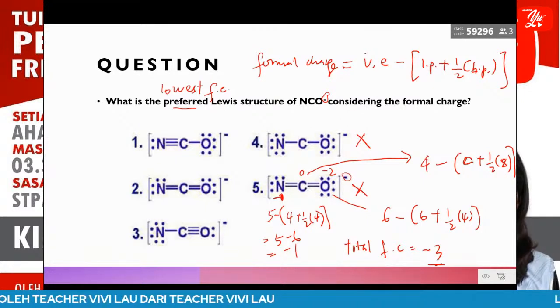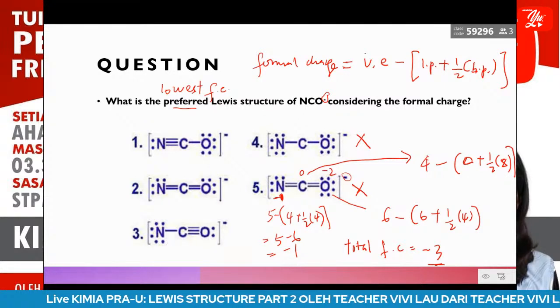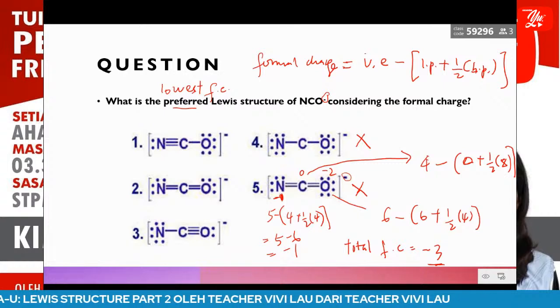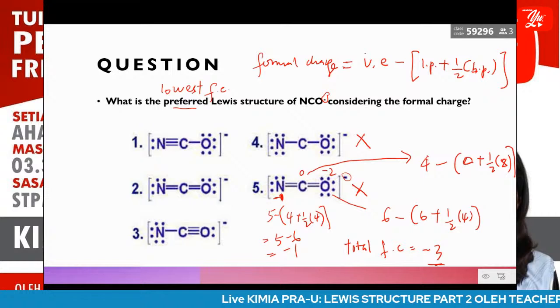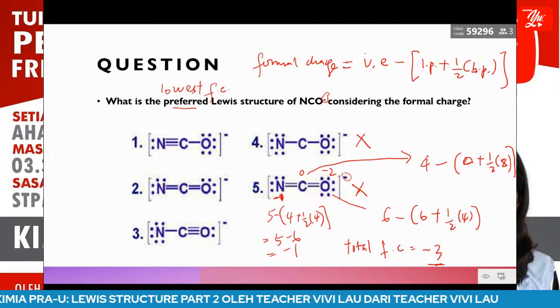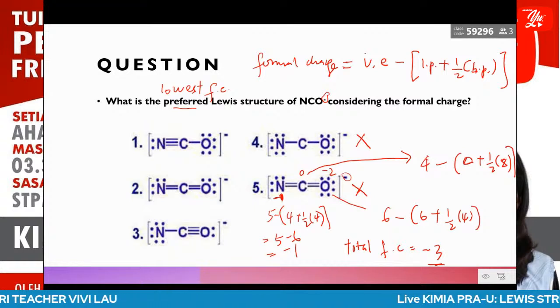For question number 5, if you look at the oxygen there, it has more than 8 electrons. 4, 5, 6, no, 10. So that's why when we total up the charge there, it is not equal to the -1. But for question number 1, number 2, and number 3, I can see that they follow octet, but we have to find the most plausible structure.